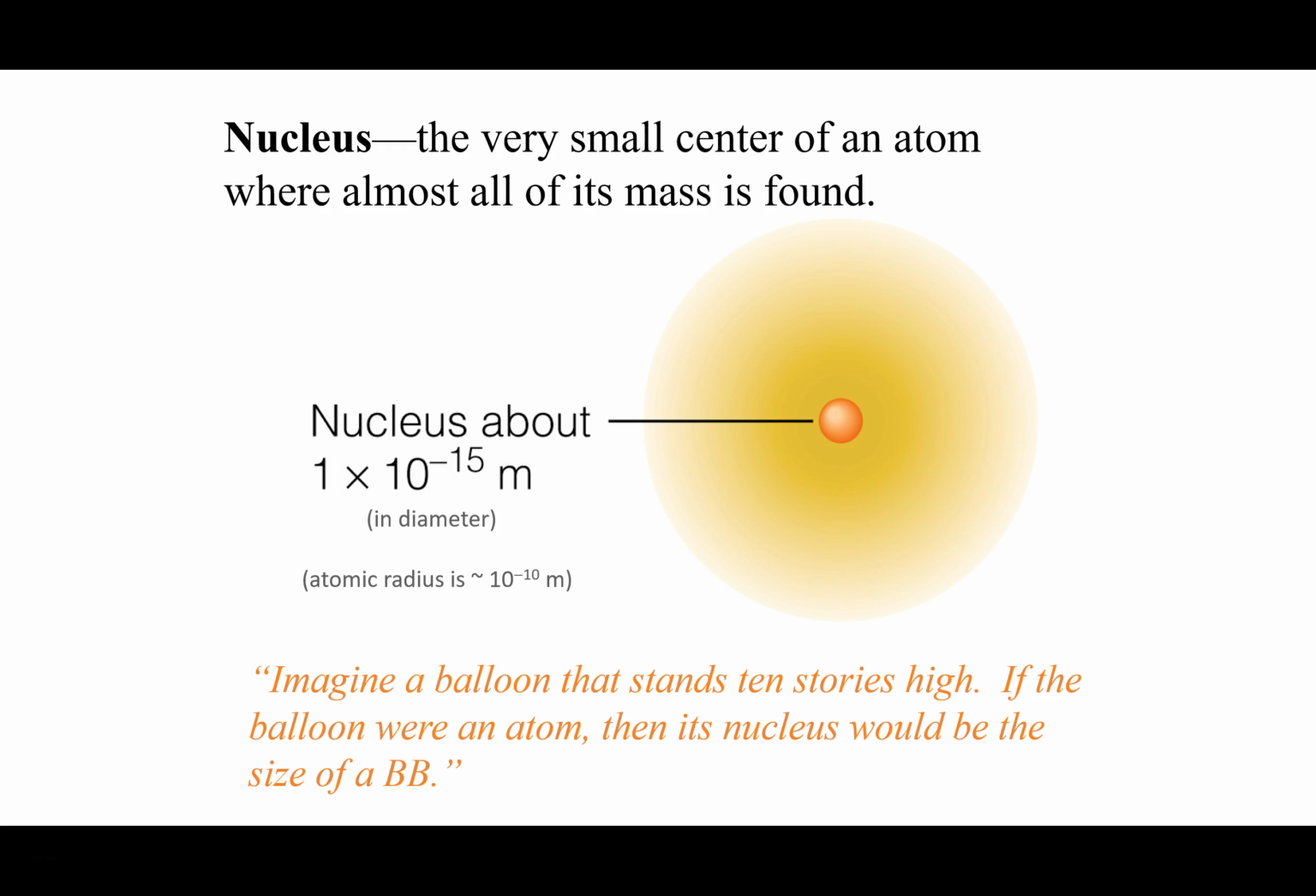Anyway, pretty high tech. So what I started to say is, if the nucleus is the size of a BB, what the slide tells you is that the closest electron would be like 5 stories from it.